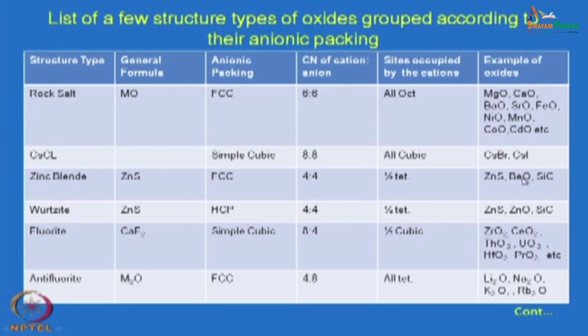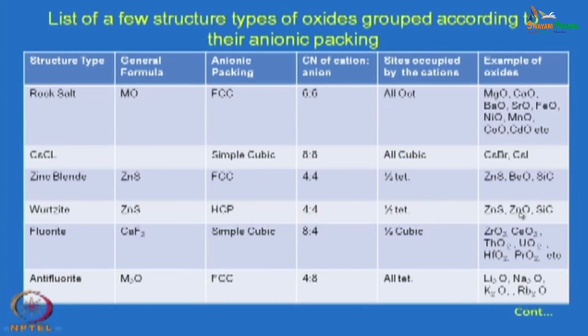Beryllium oxide crystallizes in the zinc blende structure. Silicon carbide, one of the carbides commonly used in ceramics, particularly structural ceramics, again, just like zinc sulphide, has two different polymorphs. Silicon carbide has the cubic structure as well as the HCP structure, the hexagonal structure. Zinc oxide has a hexagonal structure.